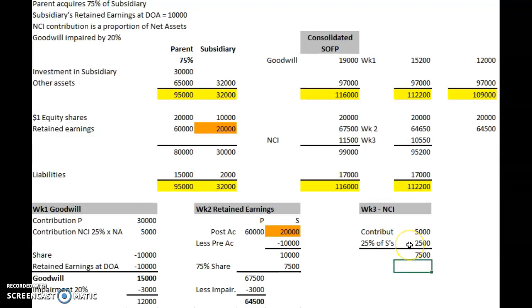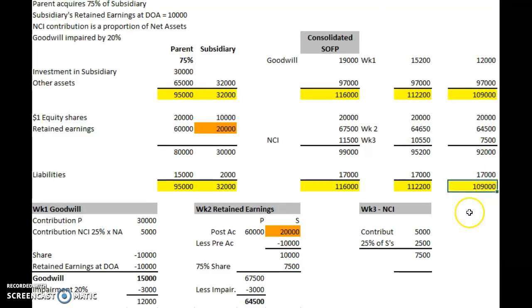The NCI's share of the profits, that's not changed. So that gives the NCI's figure there of 7,500, and then we can quickly sum that, and then we're almost done on the balance sheet. Just tidy that up. Liabilities, as always, parent plus subsidiary, and we'll add the equity portion to the liabilities, 109,000. It's always a nice feeling when that balances.